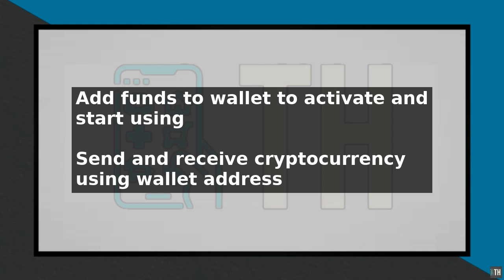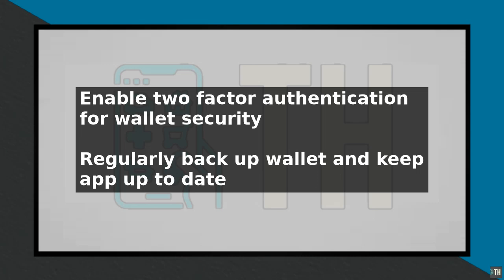Alternatively, you can also purchase cryptocurrency directly from the Trust Wallet app using a credit or debit card. To ensure the security of your wallet, make sure to enable two-factor authentication and keep your recovery phrase safe. It is also a good idea to regularly back up your wallet and keep your app up to date with the latest security patches.